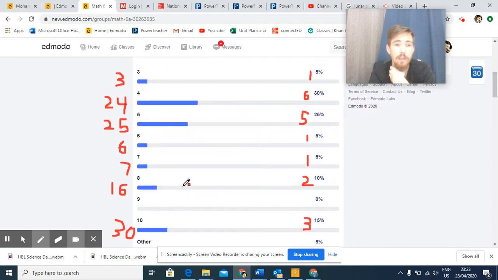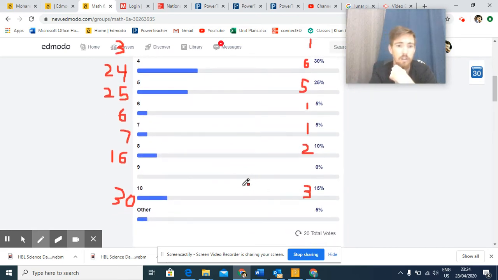So now we're going to add all of these up. 3 plus 24 plus 25 plus 6 plus 7 plus 16 plus 30. When we add all of these up, we get 111. So now we have found the sum of the data group. We added everything in the data group up together, and now we divide it by the number of samples.